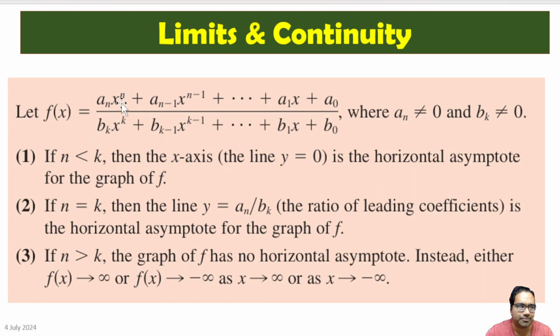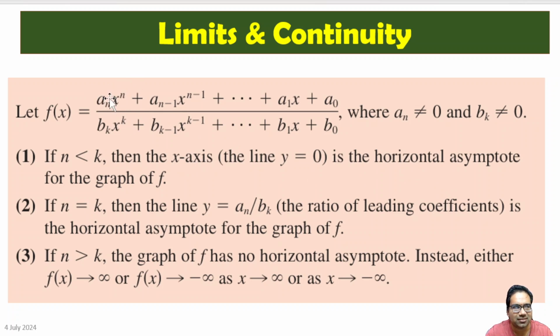Obviously, when n equals k, for example, this is x square, the highest power is x square, and here also the highest power is x square. Then a_n by b_k, that is, the ratio of the coefficients of the highest powers, which are equal powers, gives the horizontal asymptote. If k is greater than n, that means the upper one is of degree 2 and the lower one is of degree 3, 4, 5, whatever. Then the x-axis is the horizontal asymptote. And what happens if n is greater than k?